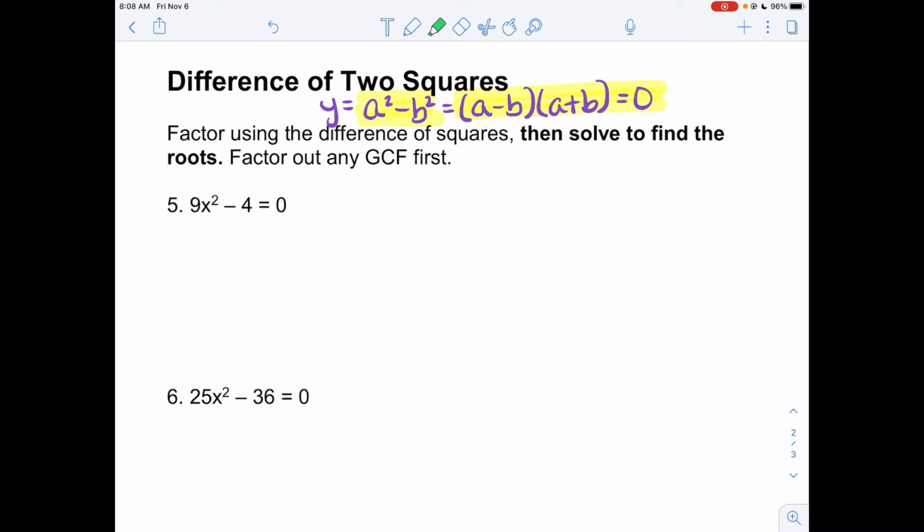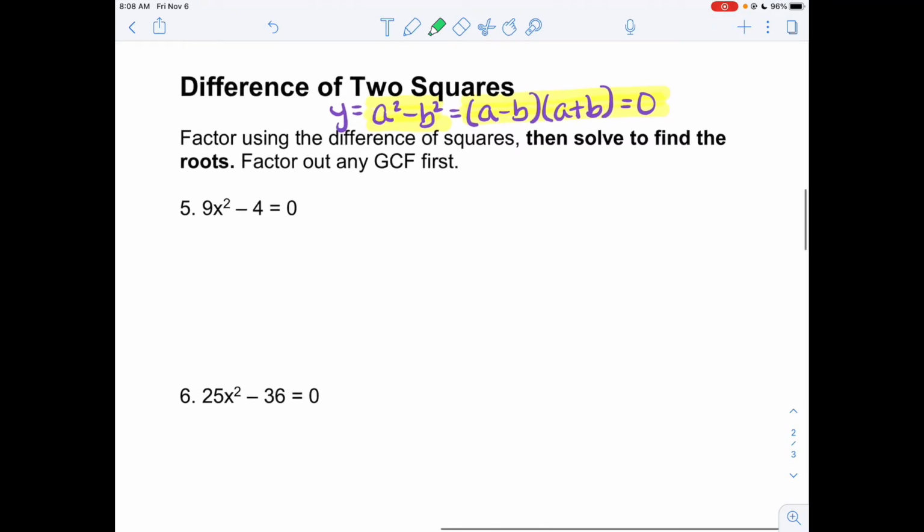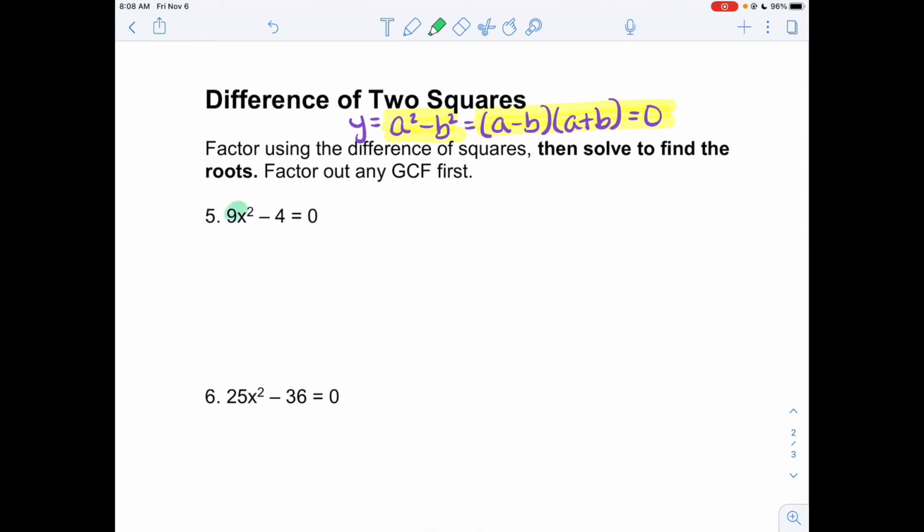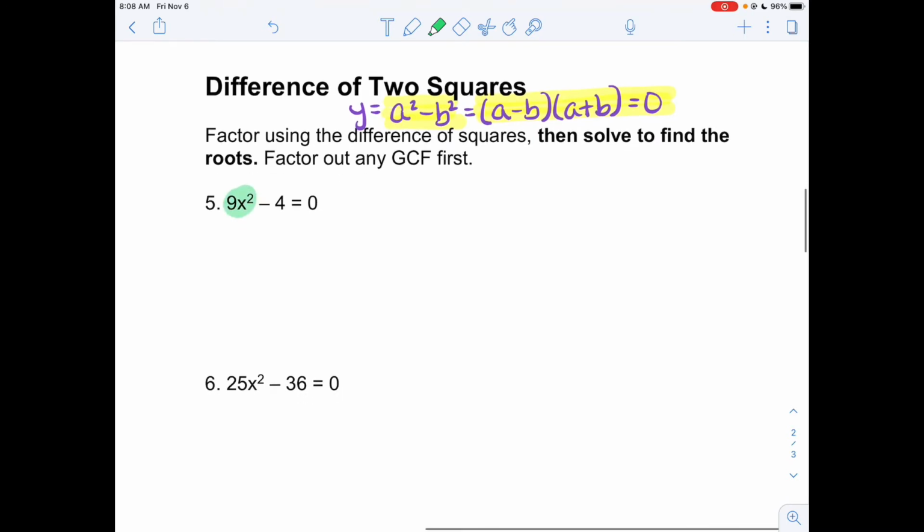9 and 4 are both perfect squares, and of course x squared is the perfect square of x. So I'm going to identify my a term by saying that a is equal to the square root of 9x squared, and that is going to be 3x. So I can go ahead and set up my parentheses here with a 3x in the front of each of them. Remember that we're also saying equals 0.